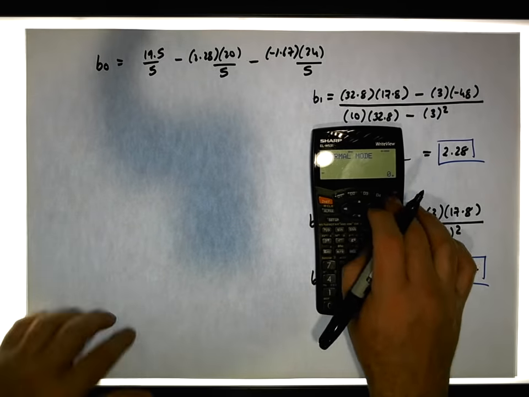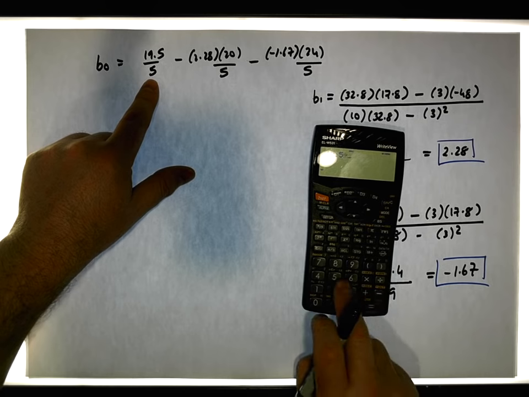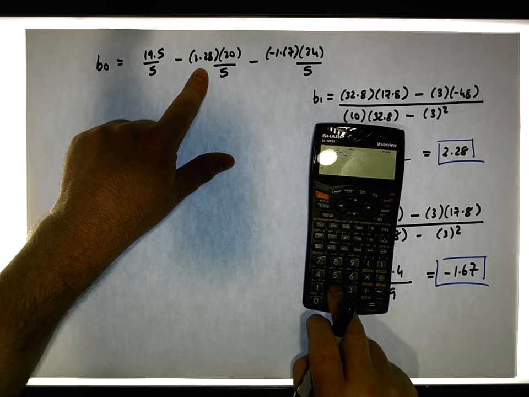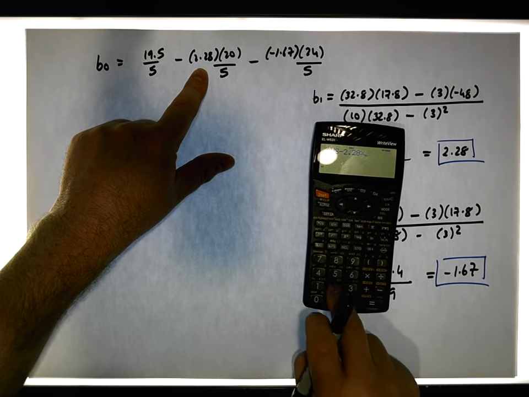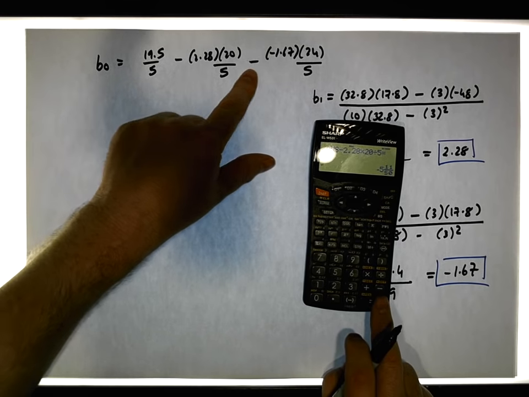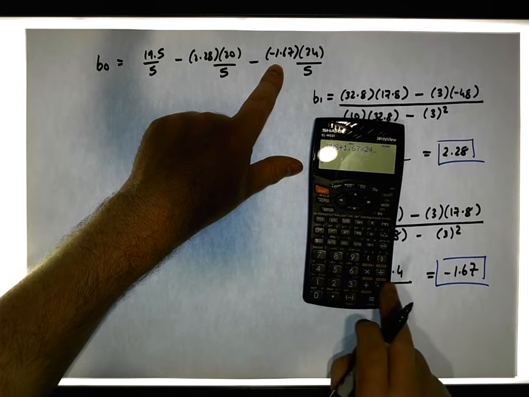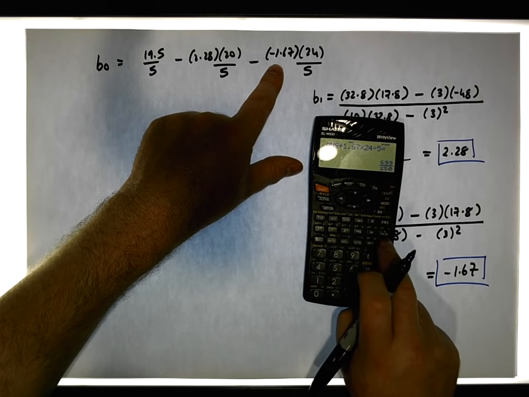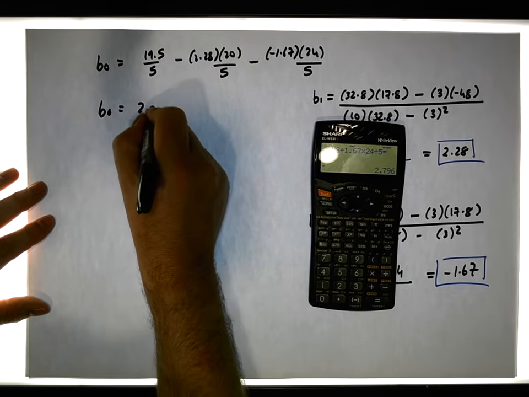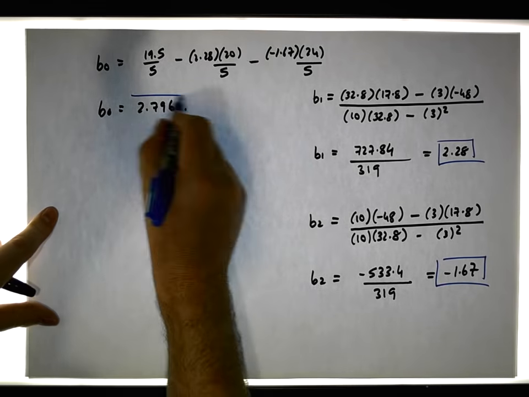So let's see what we have. 19.5 divided by 5 gives us that value here. This is going to be negative, so it's minus 2.28 times 20 divided by 5. Minus times minus is plus 1.67 times 24 divided by 5, which gives us a value of 2.796. So B0 is equal to 2.796. This was our final parameter that was required.